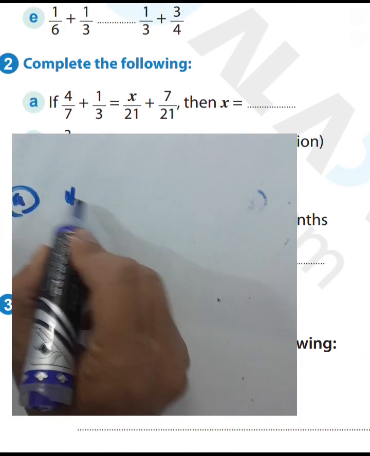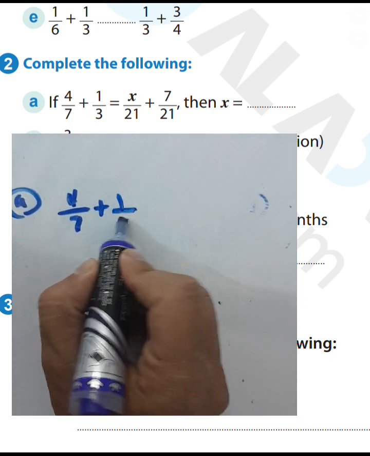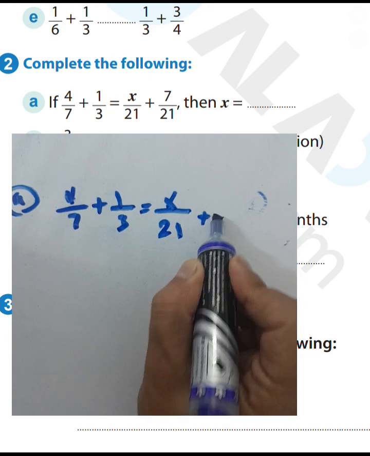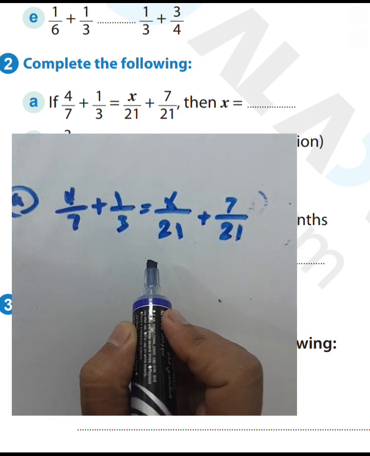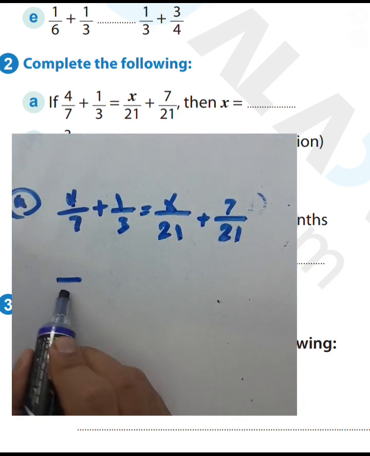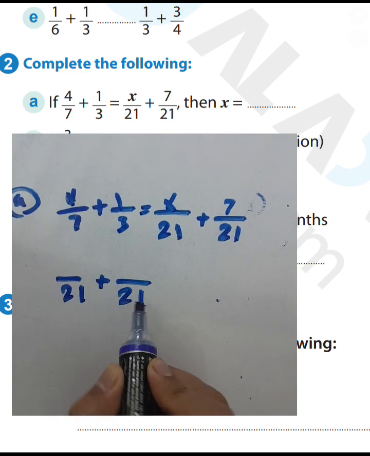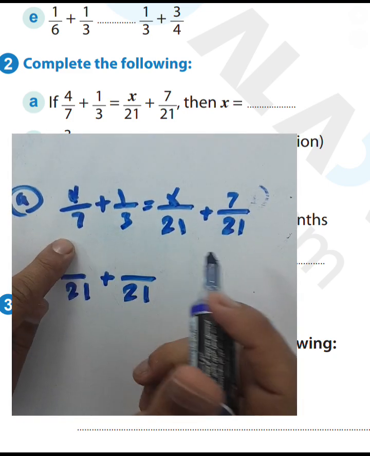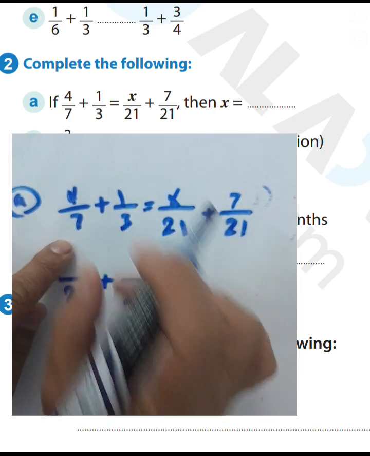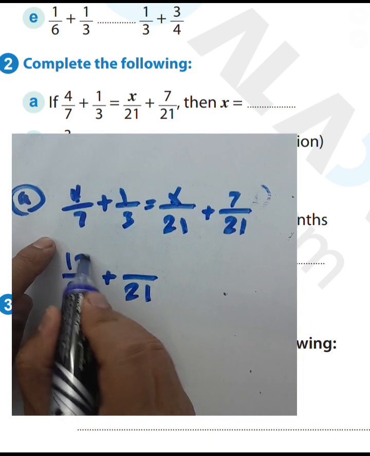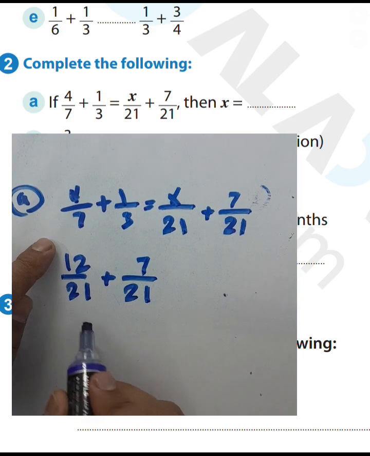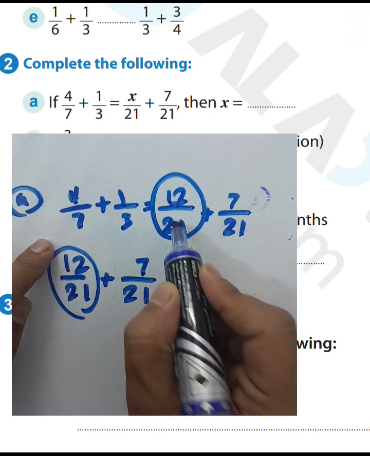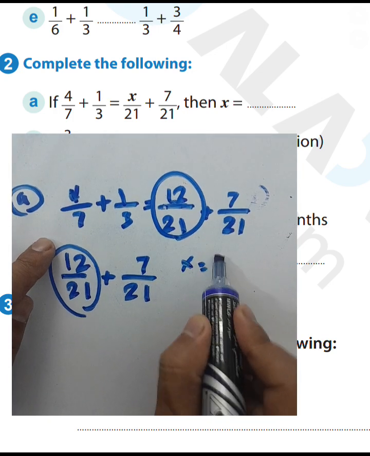If 4 over 7 plus 1 over 3 equals x over 21 plus 7 over 21, you want to find the value of x. Here I write the least common multiple between them equals 21, because 7 and 3 are prime numbers. Then the least common multiple between them equals their product. And 3 times 4 equals 12, 1 times 7 equals 7. Then x here will be 12. This is the value of x, it will be 12.